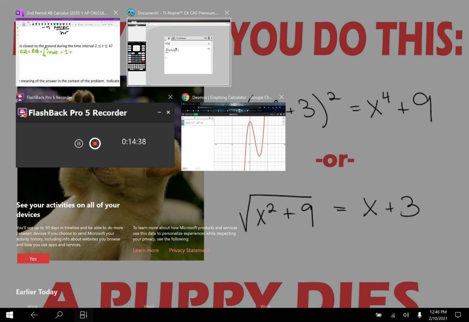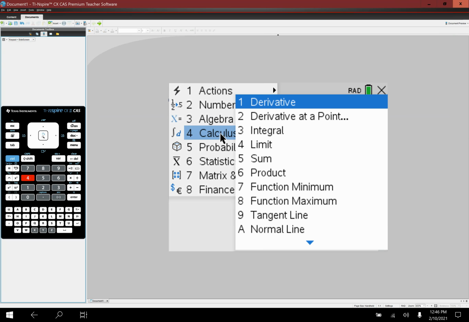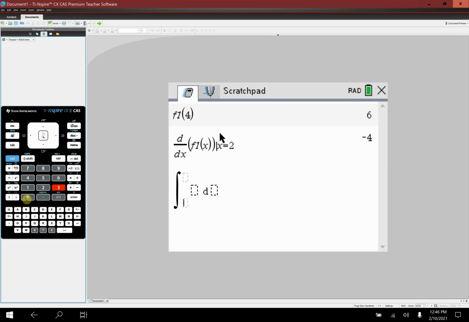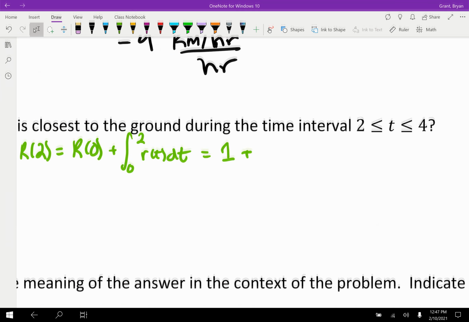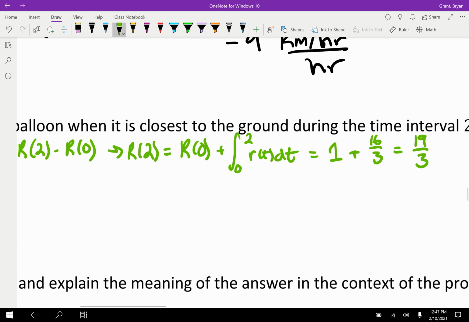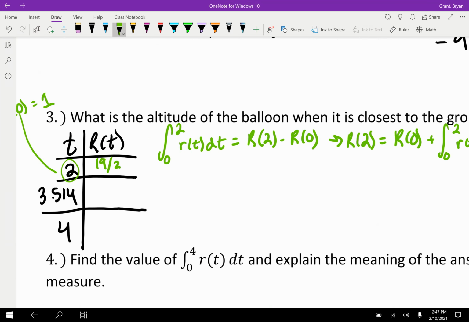0 to 2. So we jump back here, menu, calculus, integral, we're going from 0 to 2 of, and I called my equation f1 of x, dx. Great. I got 16 thirds, and then if we wanted to add 1 to that, just so we have that in the future, answer plus 1, 19 thirds. So showing those two steps, we have 16 thirds, which is 19 thirds. Great, easy enough. So we found that the output here is 19 thirds, and this is in terms of kilometers.